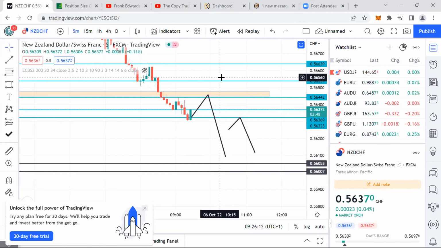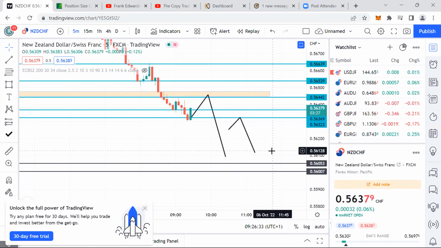So let's see if it will come. And you can trade binary with this. This is 9:26. The next time is 9:30, right? So at the close of this candle, if it closes on this zone, 56442, that is a sweet entry.